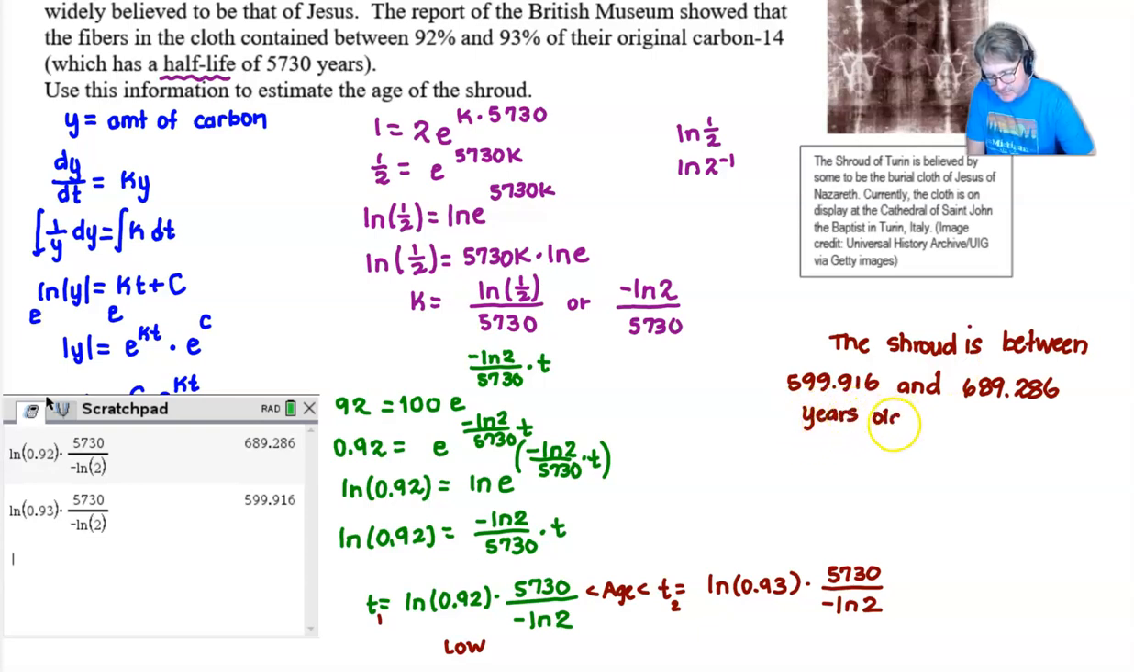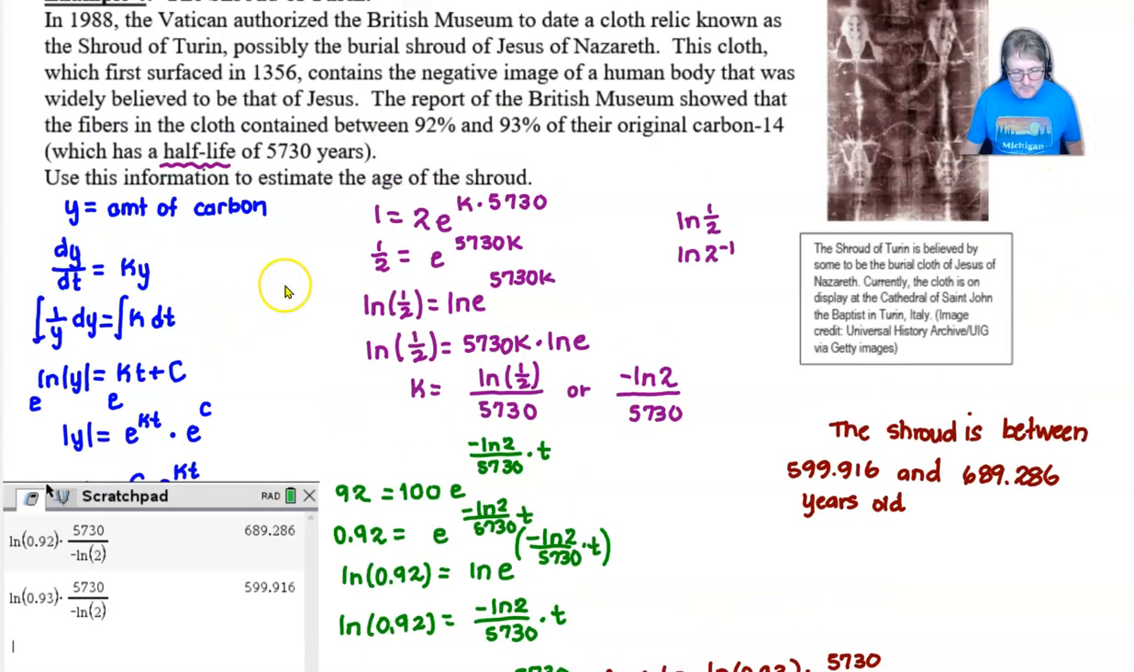And as I said before, if either of those are subtracted from what the British Museum was saying from the time that it first surfaced, it can't possibly be the shroud that would have been dated around 0 or 30 AD in this case. So debunked at this point.